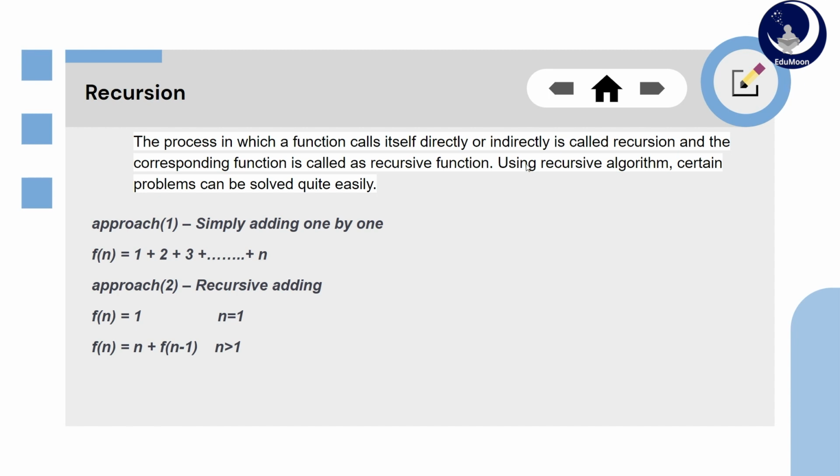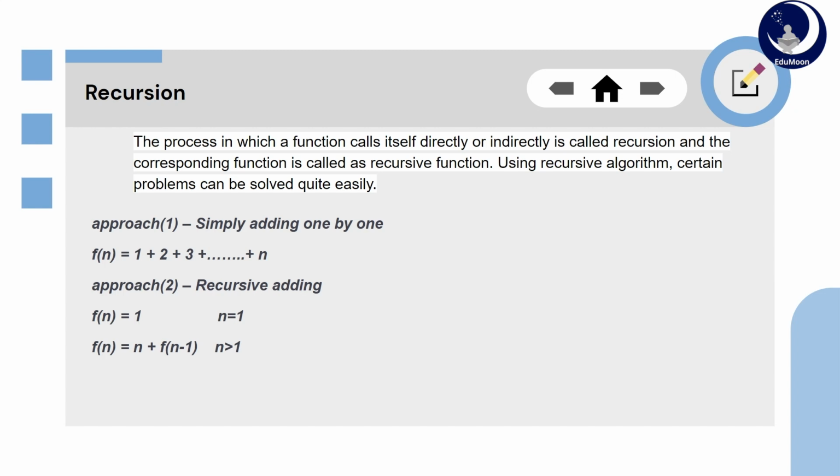Let us consider an example for recursion: sum of n natural numbers. In the first approach, we calculate the sum of n natural numbers by adding one after another: 1 plus 2 plus 3 plus 4 plus 5 and so on. In the second approach, we calculate the sum using the recursion method, so it is known as recursive addition. Here we have the function f of n equal to n plus f of n minus 1 for n greater than 1, and f of n equal to 1 for n equal to 1, that is, f of 1 equal to 1.